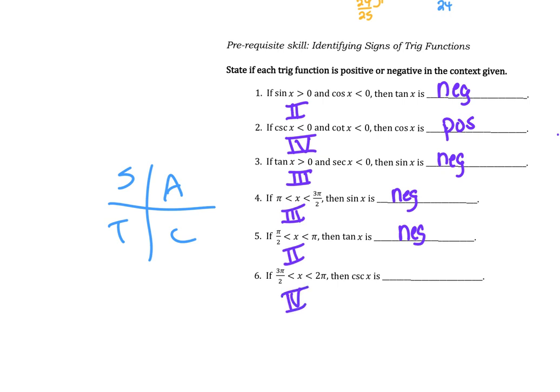And so cosecant values, in other words, sine, right? Is that positive or negative? It'd be negative. That would be negative. Excellent. Okay, questions on those?